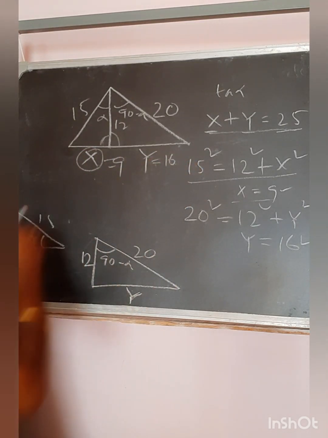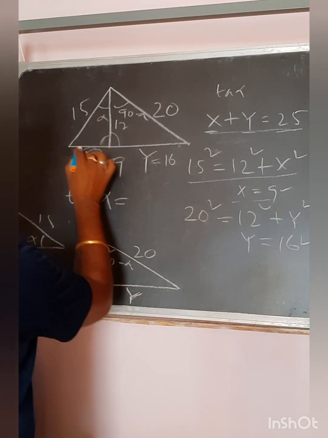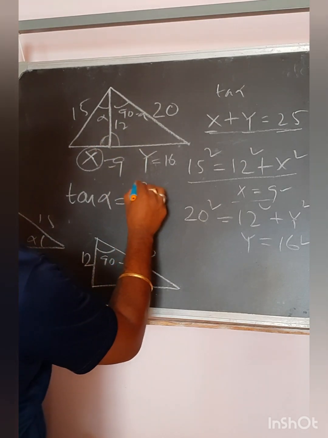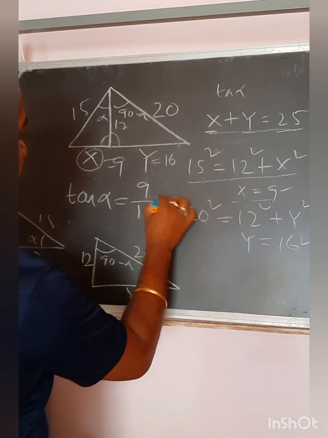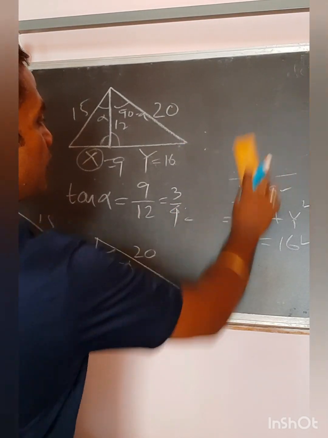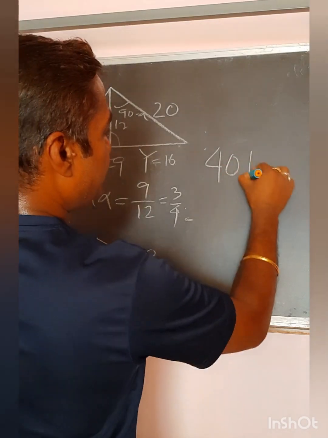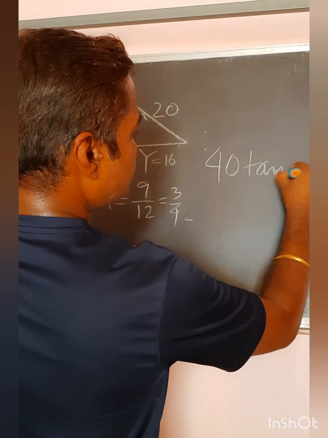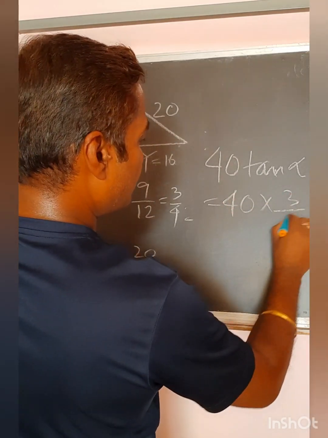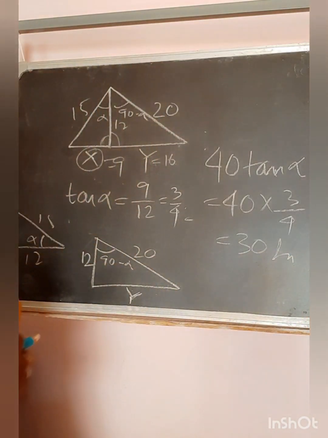From there I can say what tan alpha is. Tan alpha is equal to this vertical by this, that is 9 upon 12, which is 3 by 4. Now my task is to find 40 tan alpha. So 40 tan alpha is 40 into 3 by 4, that gives you 30. So this is your answer.